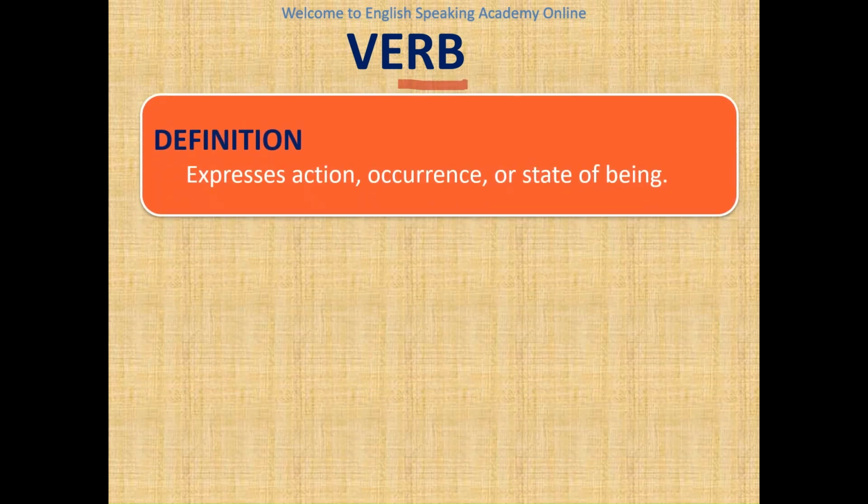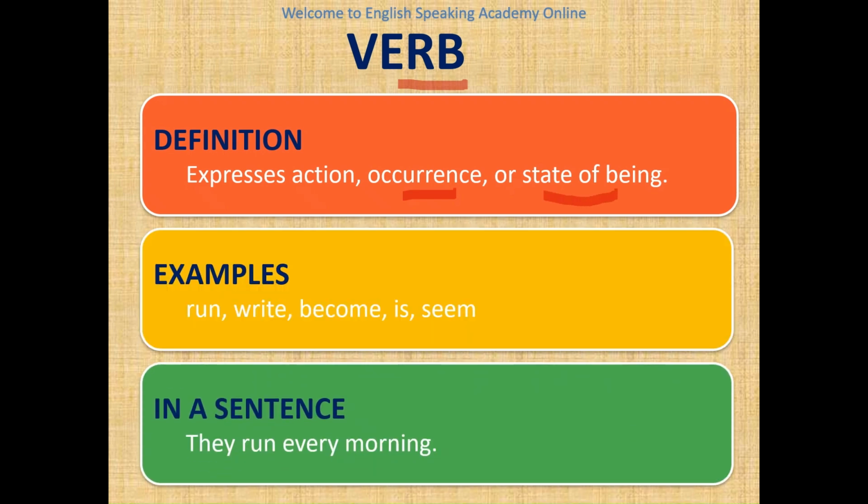The next component is a verb. What is a verb? A verb is a state of action. It is defined as an action, occurrence, state of being, or doing something. Example, somebody is running, run. Somebody is writing, write. Somebody is becoming, become. Doing an action, seeing something.